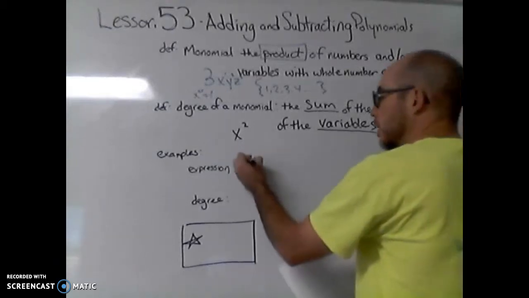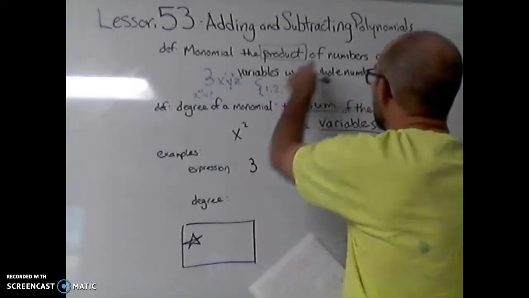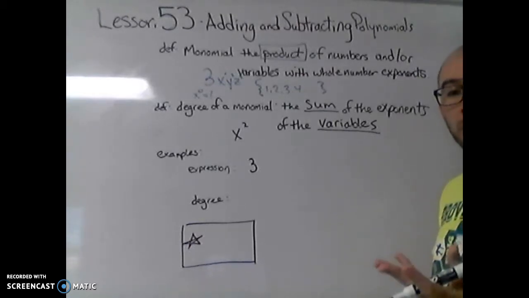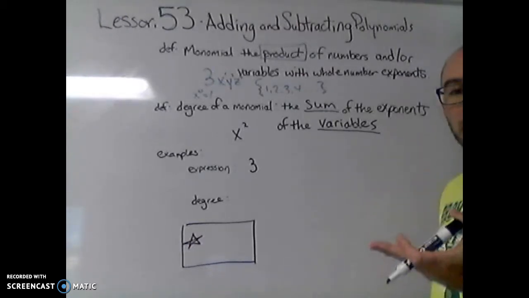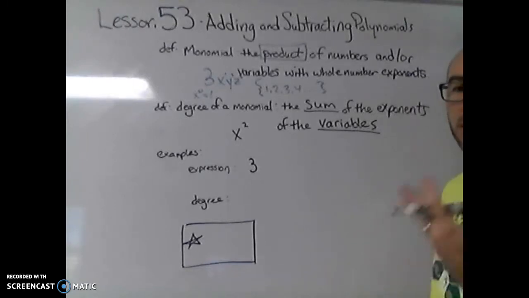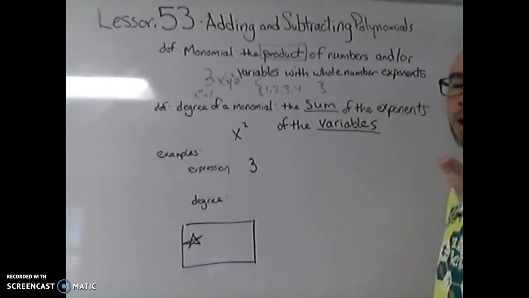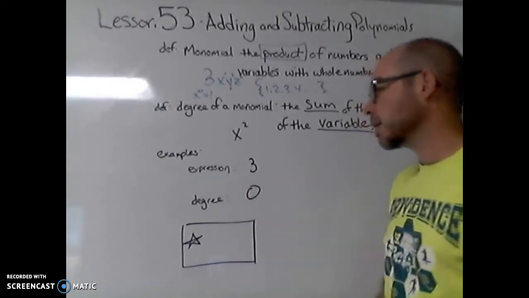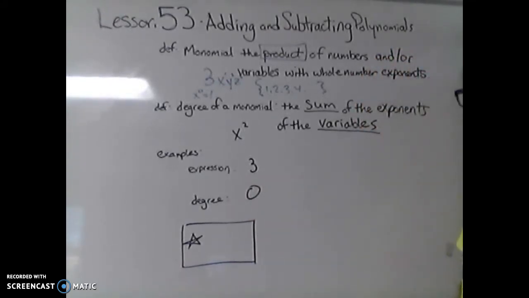So let's start off with an expression here that's made of a number. What is the power of that? What's the degree? Well, there is no variable. The degree is on the variable. It's not on the whole number. It's not on the coefficient, the number that comes in front. So this is something that has a degree of 0. Okay.